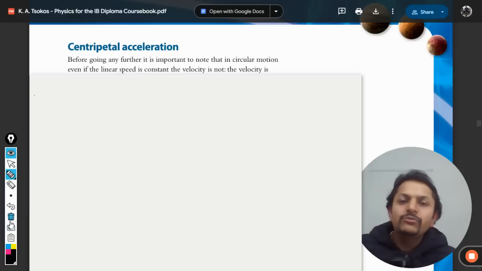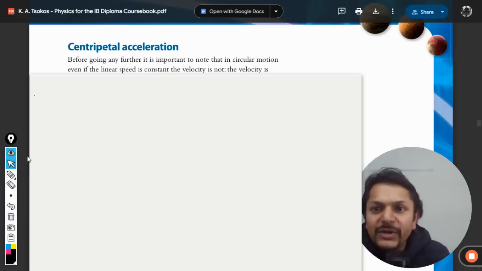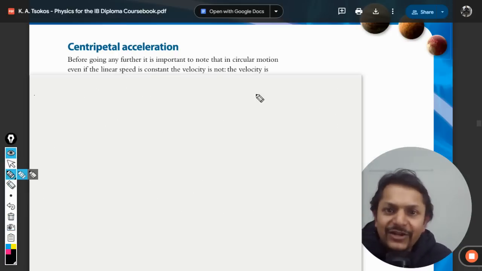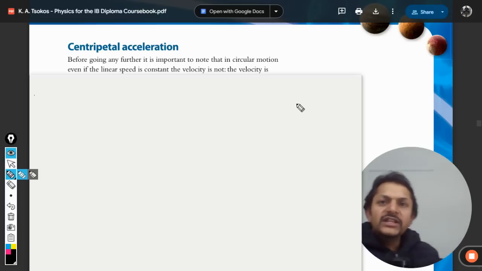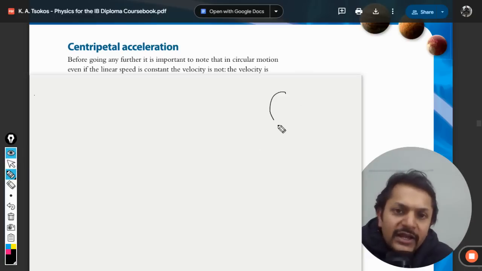Now, very quickly moving to the next topic, which is the centripetal force. So what is the centripetal force? First of all, we will try to understand the concept of centrifugal force. Okay, let us say this is the circular motion.